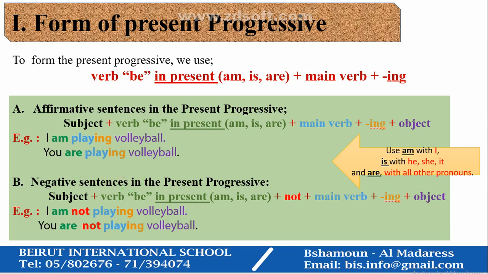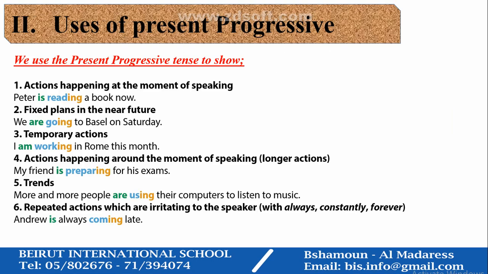Now, when do we use the present progressive? We use the present progressive tense to show, number 1, actions happening at the moment of speaking. An action that is happening at the moment you are speaking is happening and didn't happen and was over. It's happening at the same time that you are speaking.